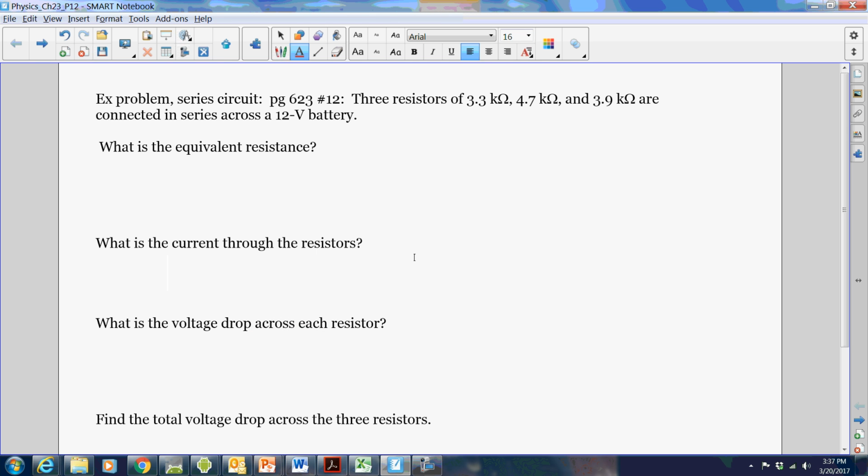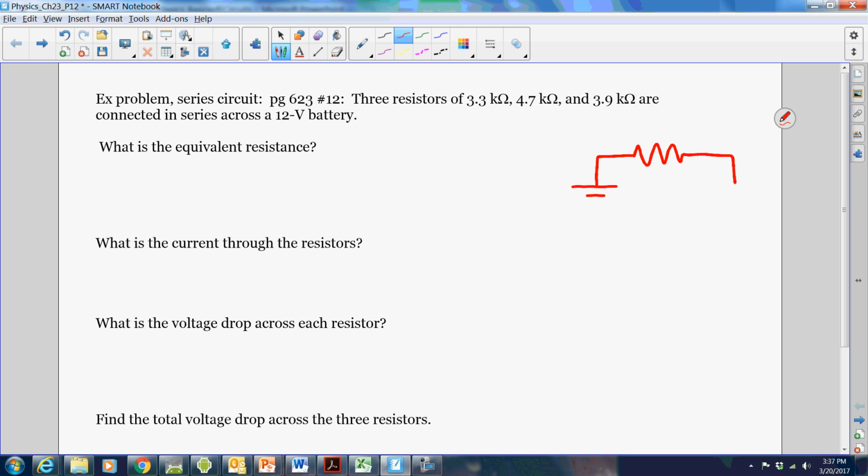This example problem is in your notes, but we can't seem to get it done during class, so I'm going to do it for you in this video. This is a series circuit problem. So if I was going to draw this out, it could look like the battery here, and then 3 resistors all in the main loop with each other.